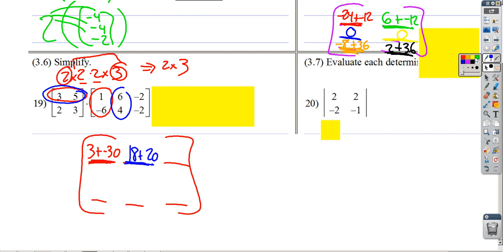And then after that, we're going to move to the first row, third column. So there's the first row, there's the third column. 3 times negative 2 is negative 6. 5 times negative 2 is negative 10.